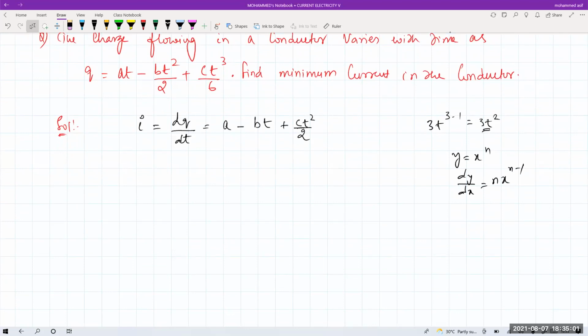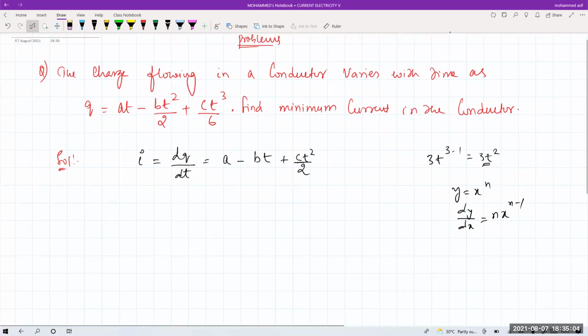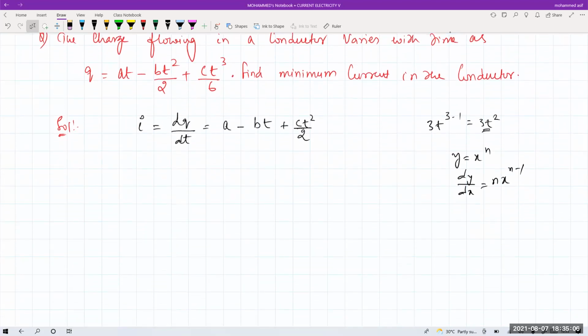Now, what is the question asking? Find the minimum current. That means this is a function of time, isn't it? So writing this as di by dt, for minimum current this will become zero. This will become minus b plus c into t, which must be equal to zero. For minimum current, di by dt must be equal to zero.